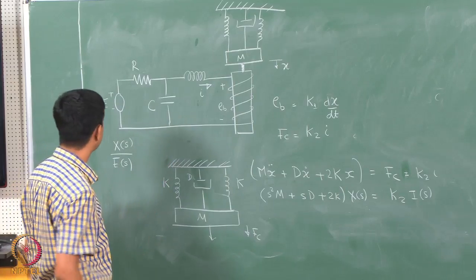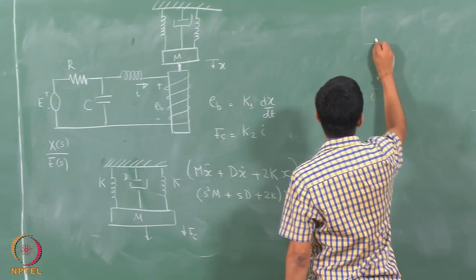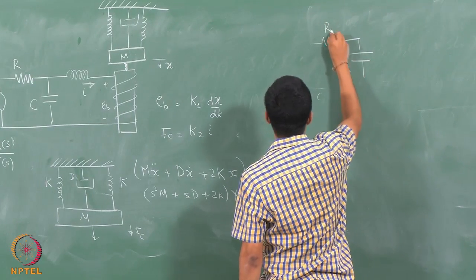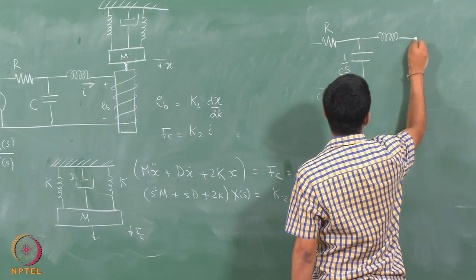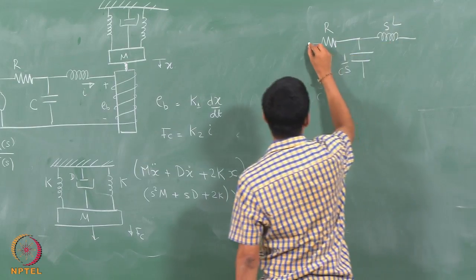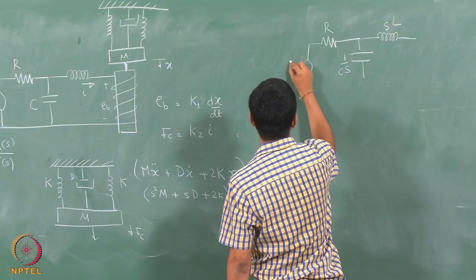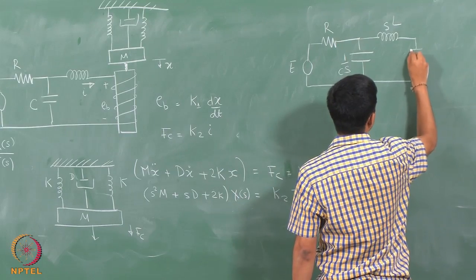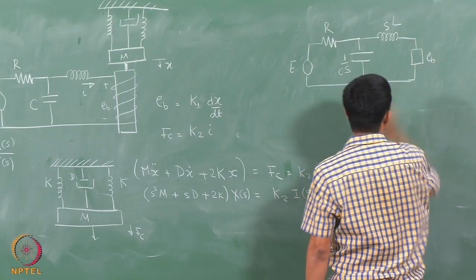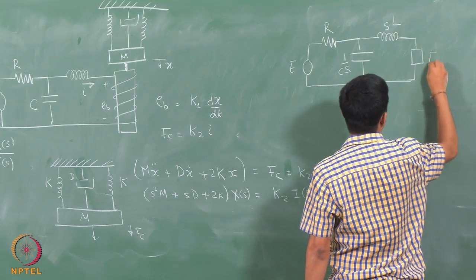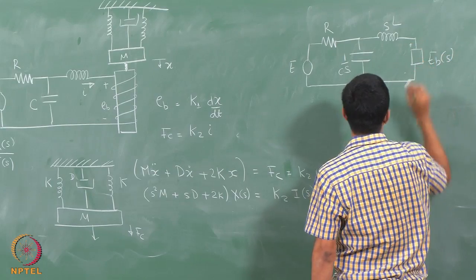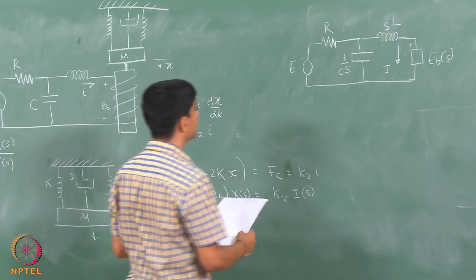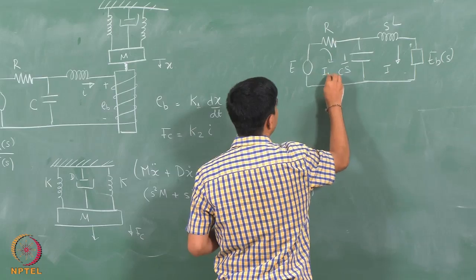Now, the electrical part, I can write down equivalently in the S domain directly. So I have 1 over Cs, R here, S times L, and I have an E, and I have a block here called the EB, or the back EMF. And this is the current I which I am interested in here. Let me call the current over here I1.